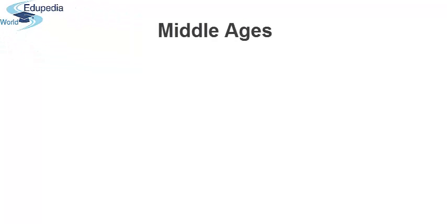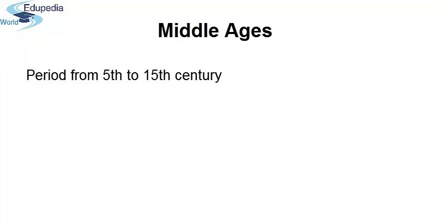After explaining the term Middle Ages in the previous video and introducing you to some of the misconceptions about events from the distant past, we will now talk about the period from the 5th to the 15th century of the Common Era, usually called the Middle Ages.